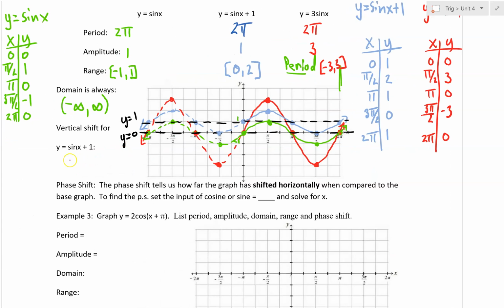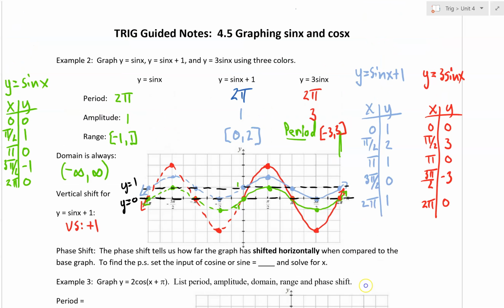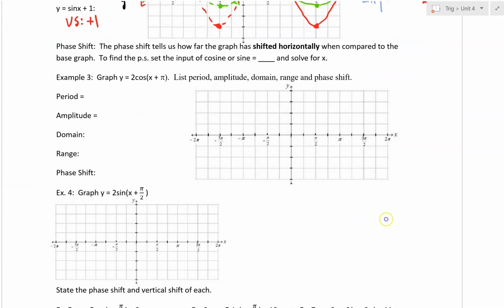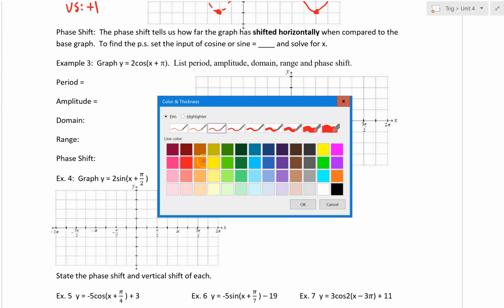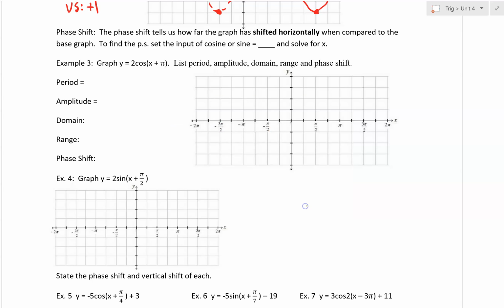Now, vertical shift, it said that you had y equals sine x plus 1. So the vertical shift here was plus 1. Just means it went up 1. Hopefully everybody sees how that's working. So now let's just kind of concentrate on one graph at a time. It's kind of tough when you're doing more than one. So let's just concentrate on that.